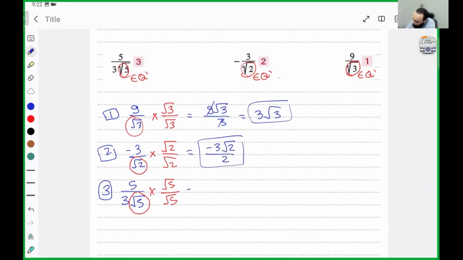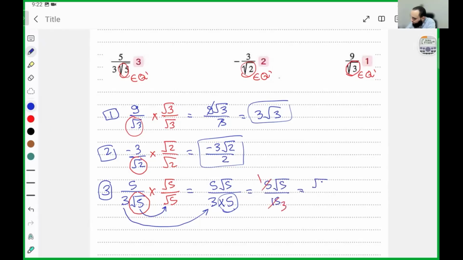5 times root 5, 5 root 5. 3 is still itself. Root 5 times root 5 is 5. Then it's 5 root 5 over 15. Divided by 5, 1, divided by 5, 3. Then it's root 5 over 3.